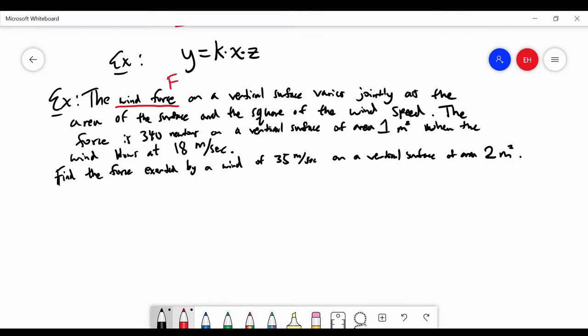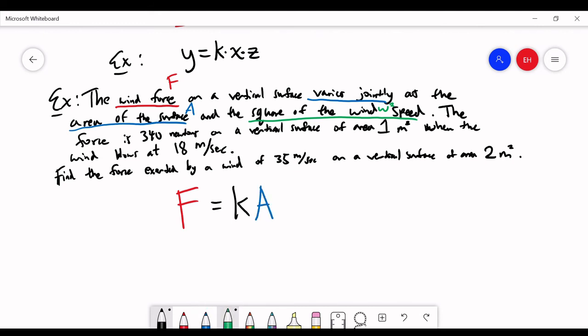Okay. So first thing we're going to want to do is write our variation equation. So the wind force, we call it F, varies jointly. That tells us that everything that comes after this is going to be multiplied together, basically, times the constant of variation, and that's going to equal our output, in this case, wind force. So wind force varies jointly as the area, so we'll call that A, and the square of the wind speed, so we'll call that W squared.